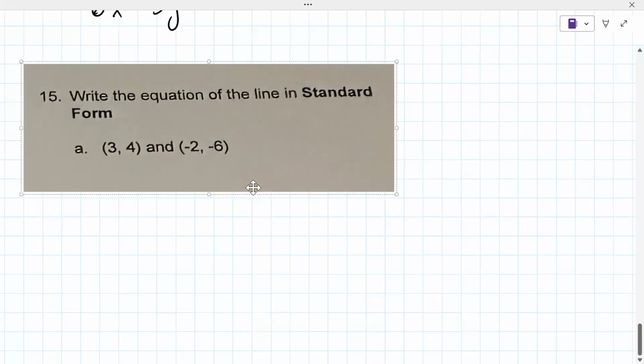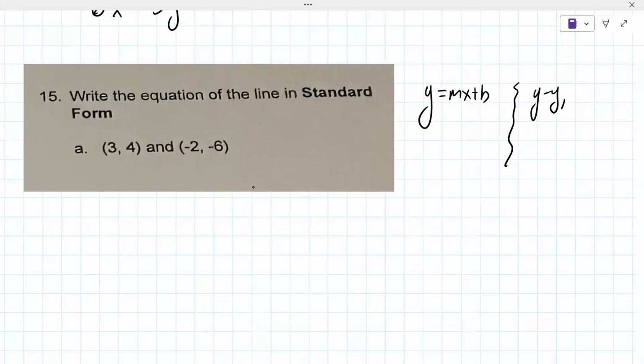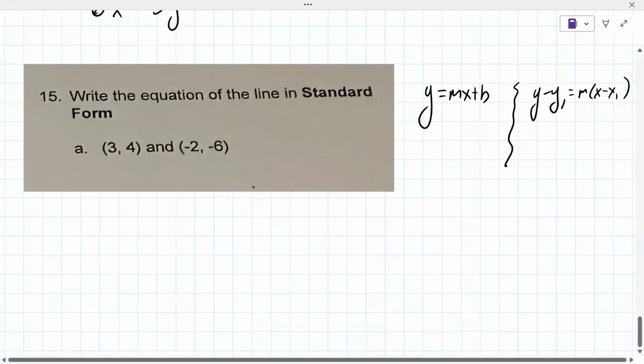So start by, the only way you can get to standard form is either from y equals mx plus b or from y minus y1 equals m(x minus x1). There's not really a preference. I mean, maybe slightly mx plus b, slightly. It depends on whether you get a fraction or not.